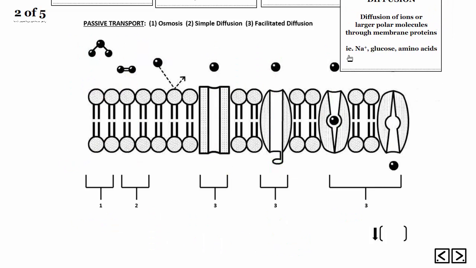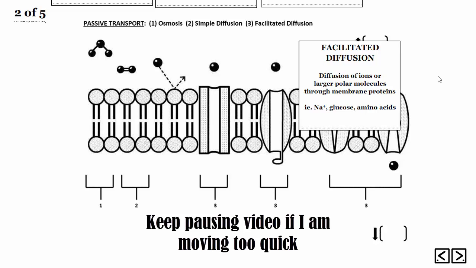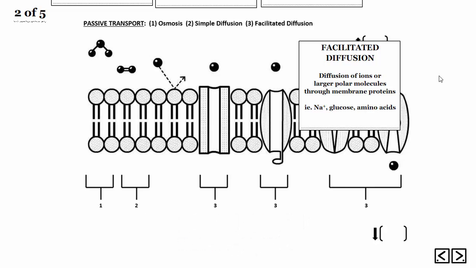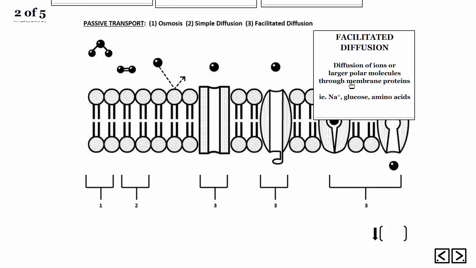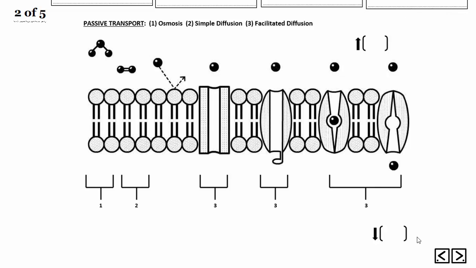I'm going to erase all that stuff, bring this down. And then facilitated diffusion is the diffusion of ions or larger polar molecules through membrane proteins. So for example, sodium or glucose, amino acids, all of these things moving by facilitated diffusion through integral proteins according to these models down the concentration gradient with no energy required. All right, I'm going to move on to the next diagram.